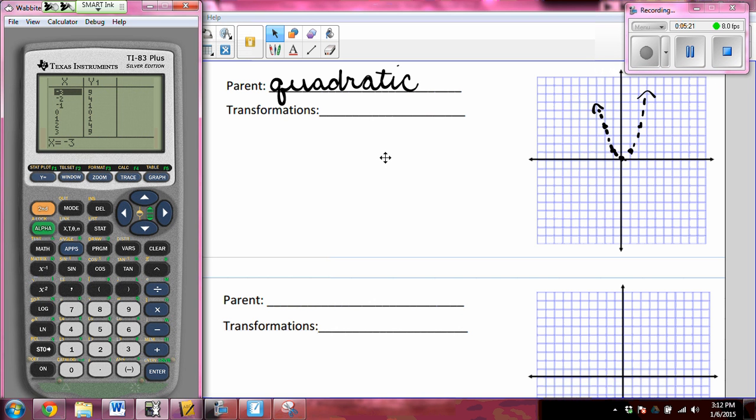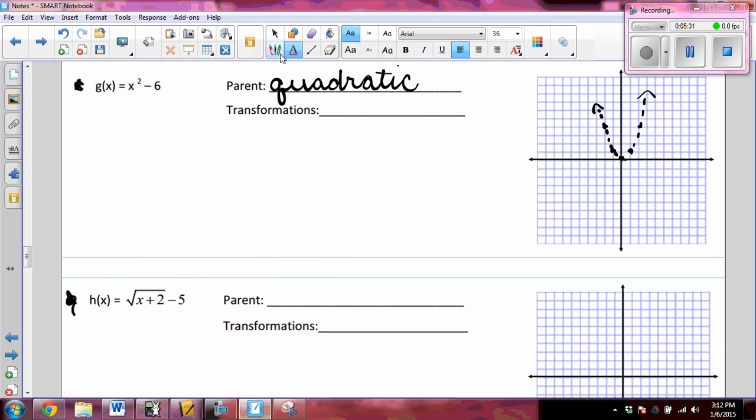I now need to graph my new graph. So I'm going to move it. Remember, it went down 6. So I'm going to move each of these dots down 6. So I'm going to start with this one. I'm moving it down 6. 1, 2, 3, 4, 5, 6. Now here, 1, 2, 3, 4, 5, 6. This one, 1, 2, 3, 4, 5, 6.